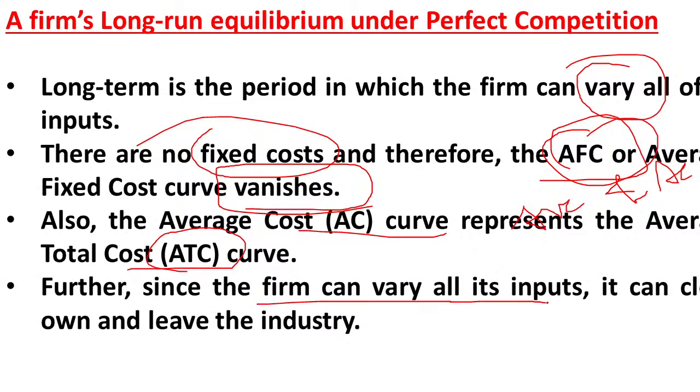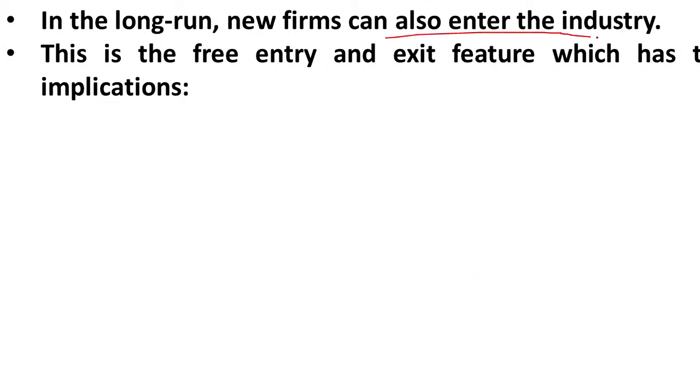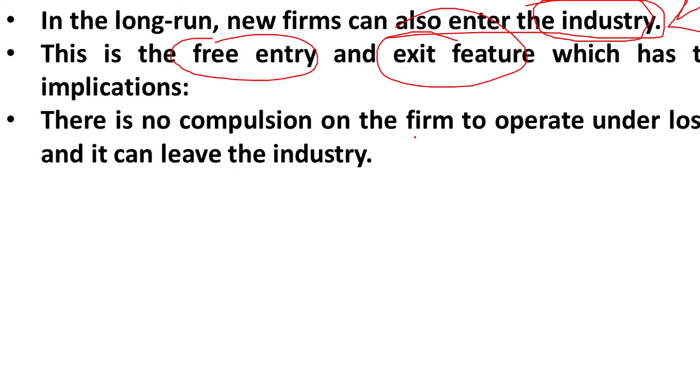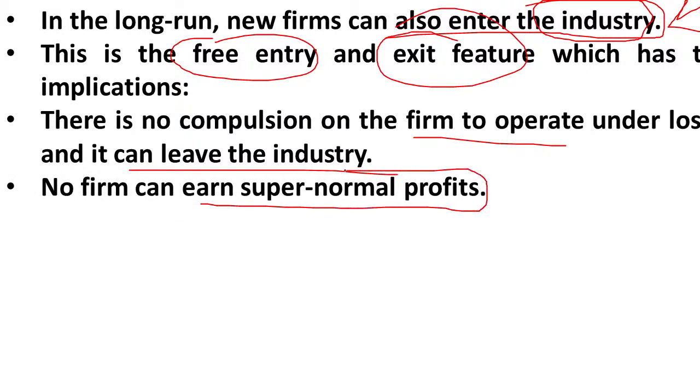Since the firm can vary all the inputs, it can close down and leave the industry, or it can continue the business. In the long run, new firms can also enter the market. Please remember, in the long run new firms will enter the market when the industry is making profit, because there is free entry and free exit. In a perfect competition market, the government will not put any restrictions. So any firm can enter or leave the market. There is no compulsion on the firm to operate under losses, it can leave the industry. So no firm can earn supernormal profit here. Yes, this you have to remember.